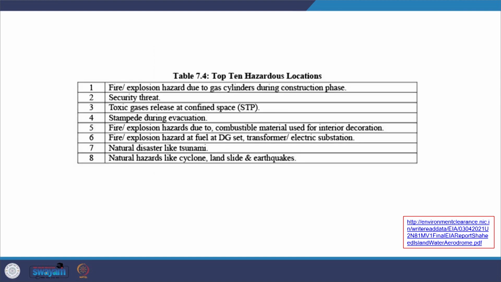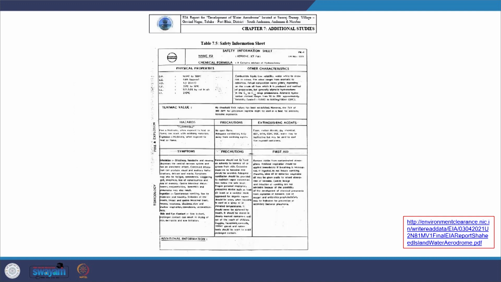So they have identified the top 10 hazardous locations. So you can see fire explosion hazard due to gas cylinders during construction phase. Then security threat, toxic gases. Then you can see stampede during evacuation, fire explosion hazard at the fuel at DG set, then natural disaster like tsunami, natural hazards like cyclones, landslide, and earthquakes.